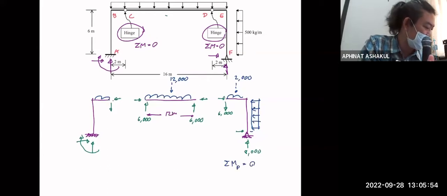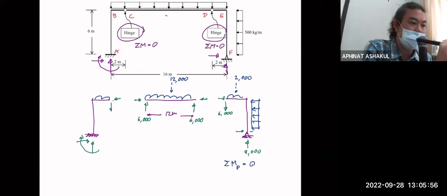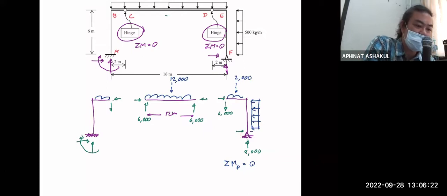Now you have to be very careful. This is where I take the moment, okay? Sigma MD equal to 0. Now we have this force doing the clockwise thing. We have this doing the clockwise thing. And then we have this doing the counterclockwise, and this perhaps doing the counterclockwise. Okay, so that's the equation that will give you the horizontal reaction at F. Let's call that HF.